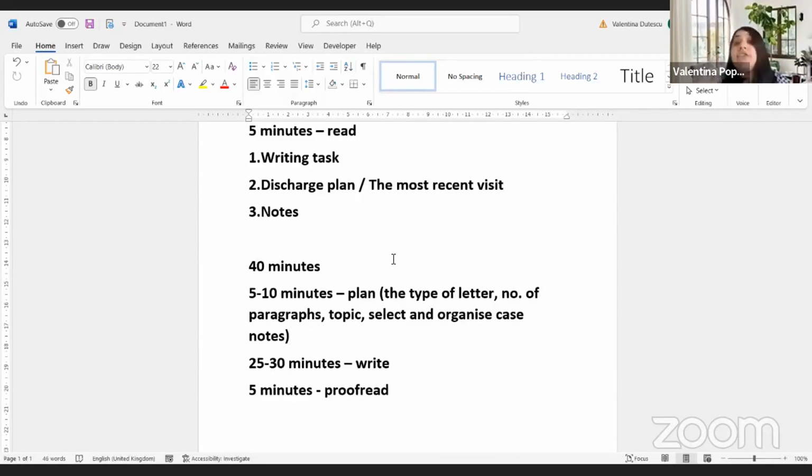And when you write, just focus on writing. And towards the end, please remember, you have to proofread. Go over the mistakes, grammar mistakes, vocabulary mistakes. Maybe you want to change some phrases, or you realize that you've repeated some words or phrases. So try and do this every time at home so you are ready for the exam.